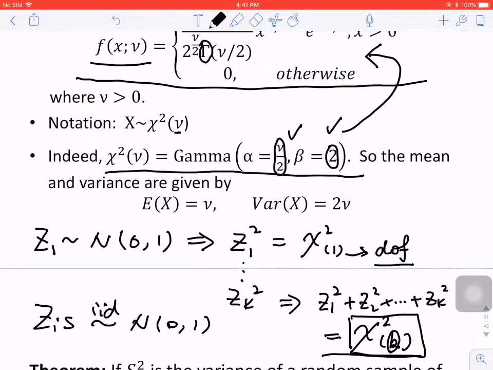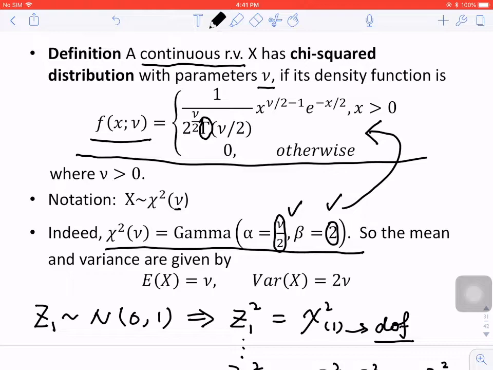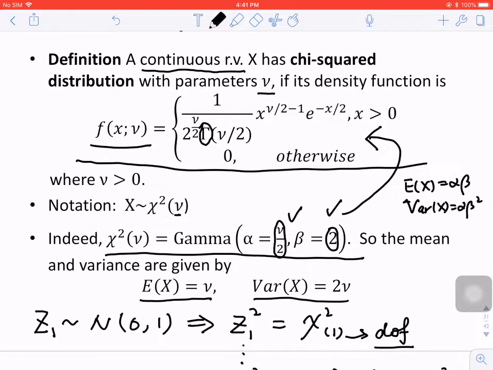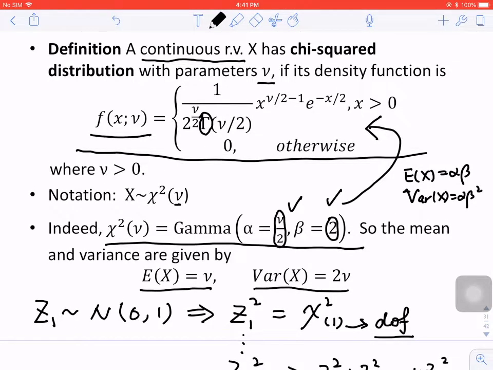Because we know that for a gamma distribution, its expectation is equal to alpha beta, and its variance is equal to alpha beta squared, if you plug in the values of alpha and beta, you will find the corresponding expectation for this chi-square distribution is equal to v, and the variance is equal to 2v. So that's all the stuff that you need to know about the chi-square distribution.